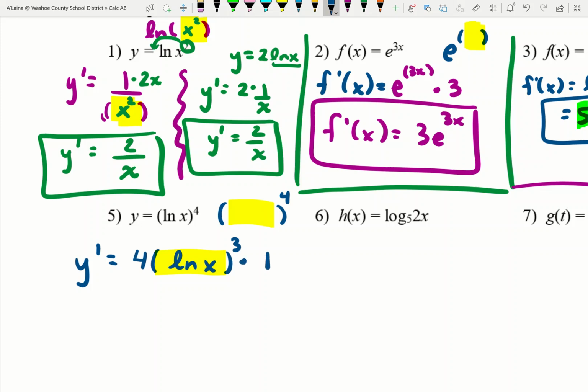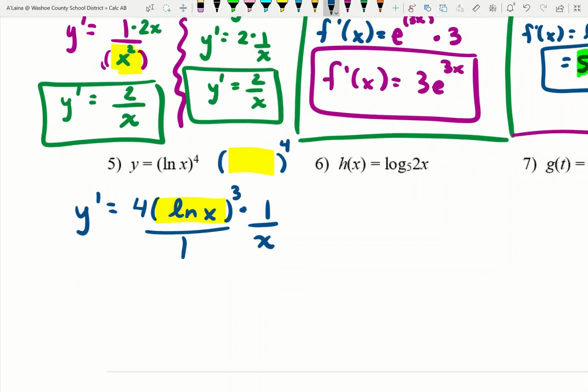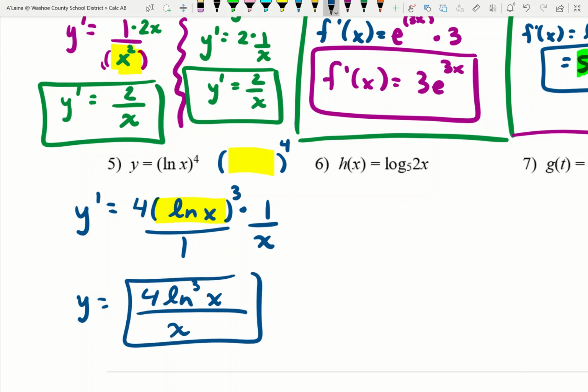Well, the derivative of natural log of x is 1 over x. To write this as one simplified fraction, I'll just multiply this together. By the way, it is common for people to write this as natural log cubed of x, and that would be a totally acceptable way to write this, so you'll want to get comfortable with the multiple representations of that.